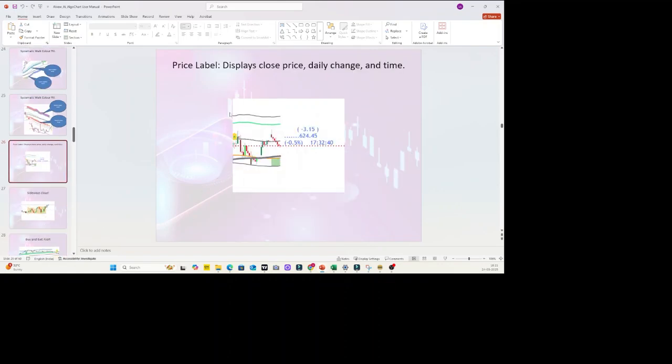Okay, now coming to the price level, which displays the close price, daily change, and time. Here you see that -3 is the absolute number change from the previous day.